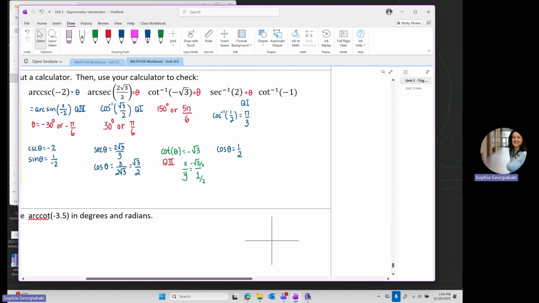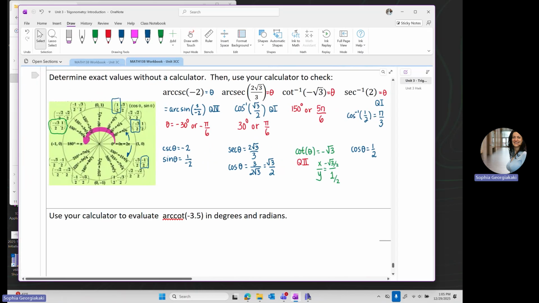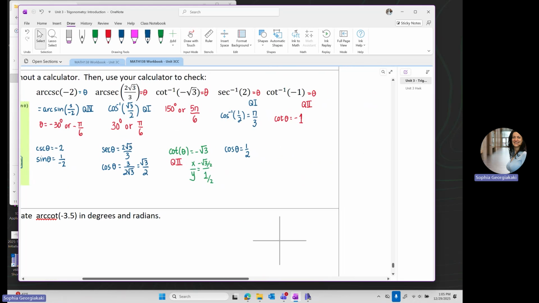And same thing with inverse cotangent of -1. Again, this will be in quadrant 2 because it is an angle theta that has cotangent of theta equal to -1. That means it has sine and cosine with the same absolute value, but different signs. That will be the angle 135 degrees or 3 pi over 4. So this theta will be 3 pi over 4.